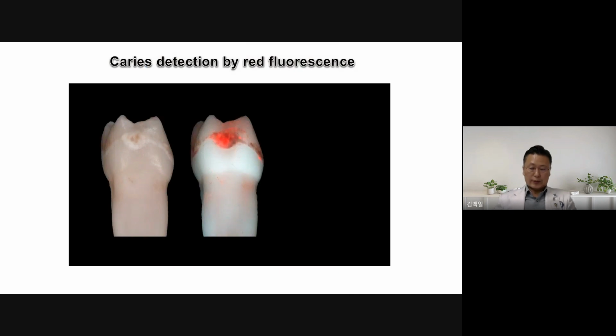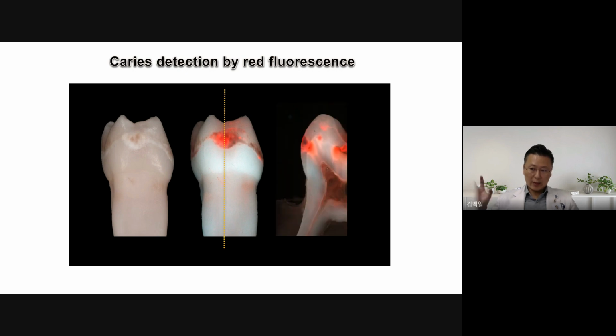This is the tooth sample. You can see that a proximal carious lesion exists. We took the image with Curie. You can see the strong red color exists. We cross-cut this tooth. You can see the red color infiltrated not only the enamel structure, but also the dentin lesion. So with this kind of evidence, we can predict the real carious lesion using Curie.